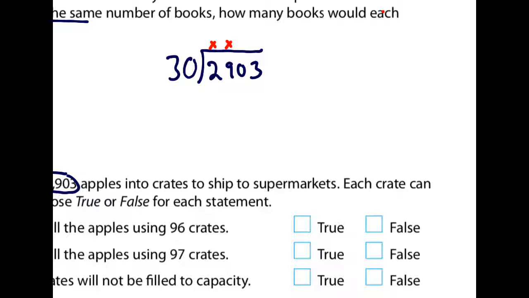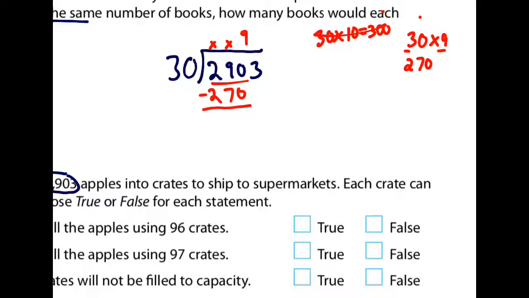All right, so 30 doesn't go into 2 or 29. It will go into 290. Now remember, 30 times 10 is 300, which is too big, right? And you can't go 10 times anyway. So it's going to be 30 times 9. Now that's mental math because 3 times 9 is 27. Add the 0. Now, when I subtract, I get 20. Bring down the 3.